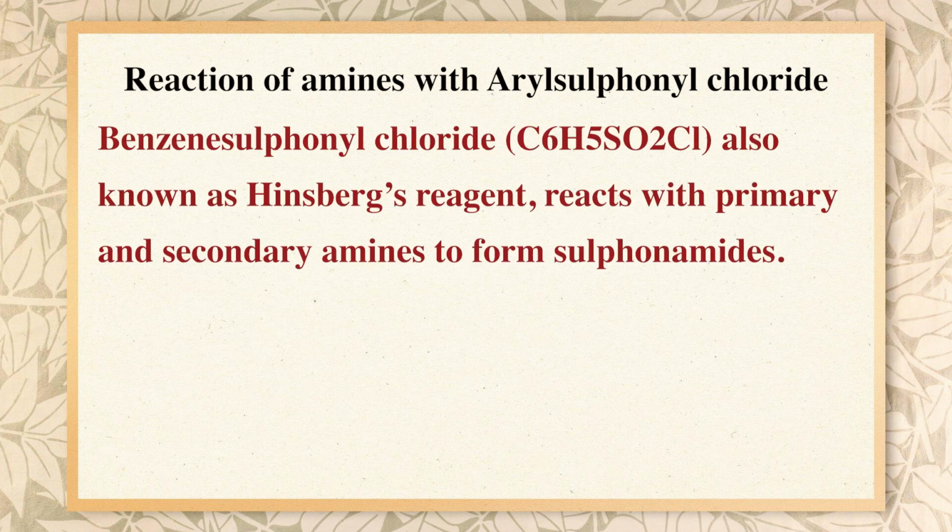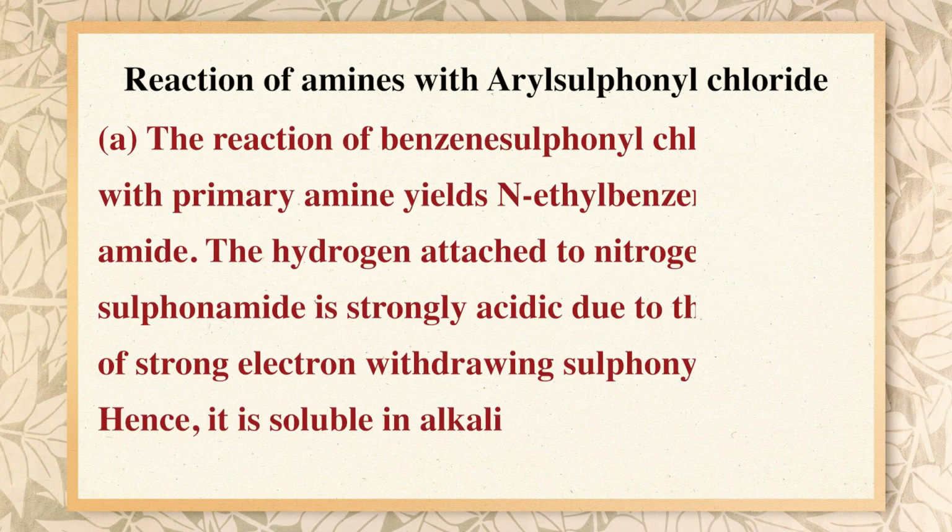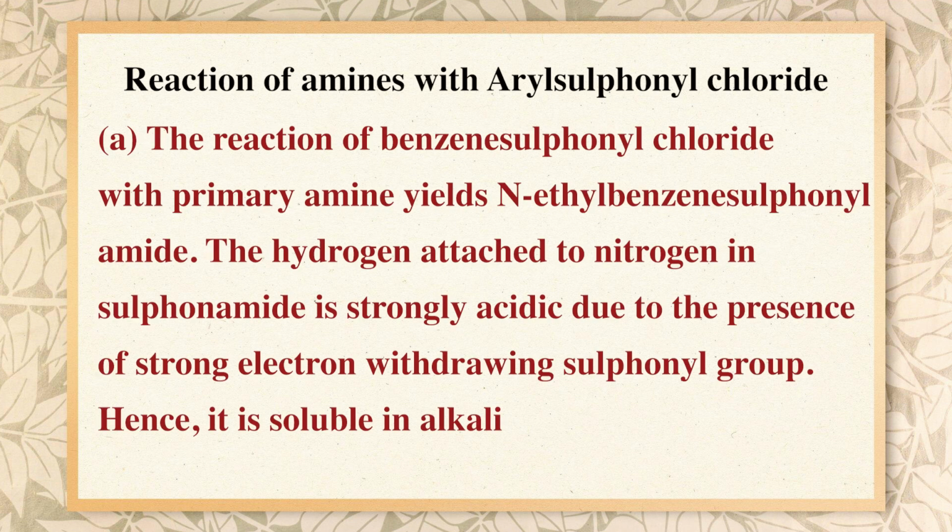Dear children, let us begin with the reaction of amines with aryl sulfonyl chloride. Benzene sulfonyl chloride, which is also called Hinsberg's reagent, reacts with primary and secondary amines to form sulfonamides. First, the reaction of benzene sulfonyl chloride with primary amine yields N-ethyl benzene sulfonamide. The hydrogen attached to the nitrogen in the sulfonamide is strongly acidic due to the presence of the strong electron withdrawing sulfonyl group. Hence, it is soluble in alkali.